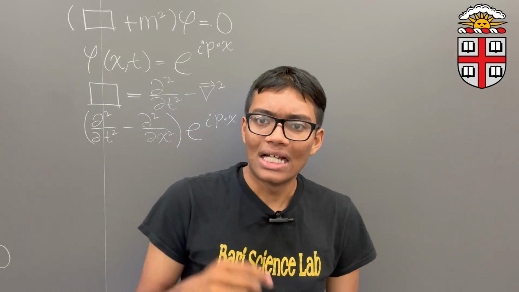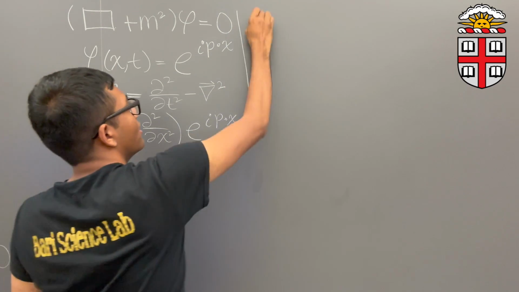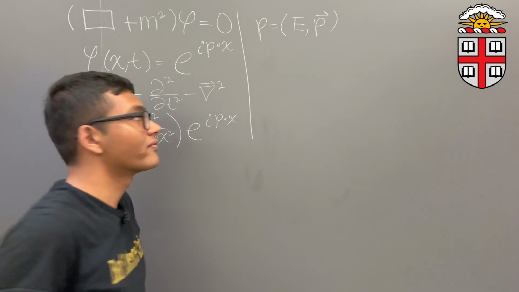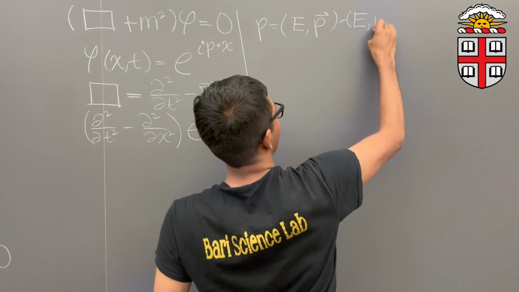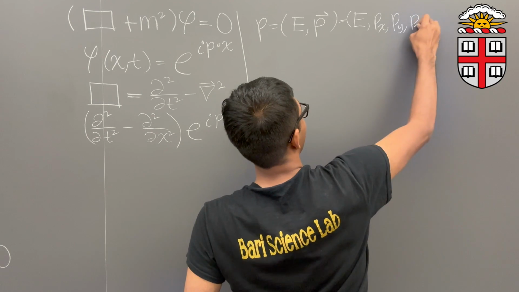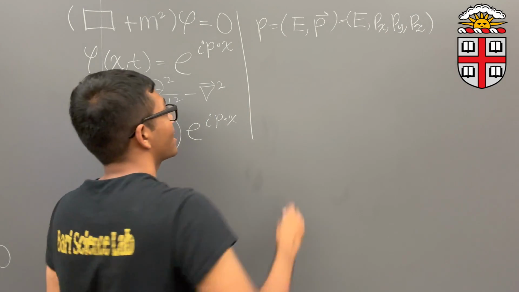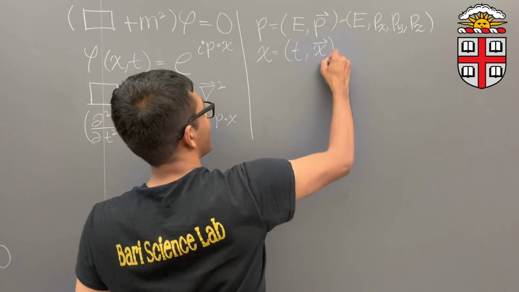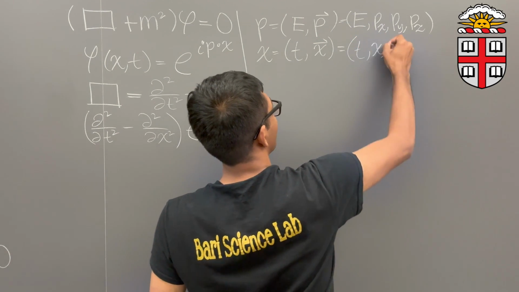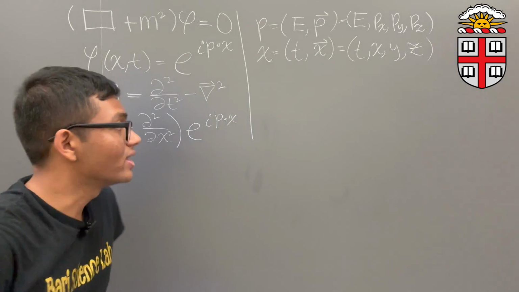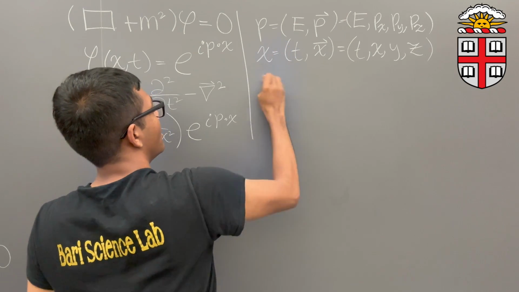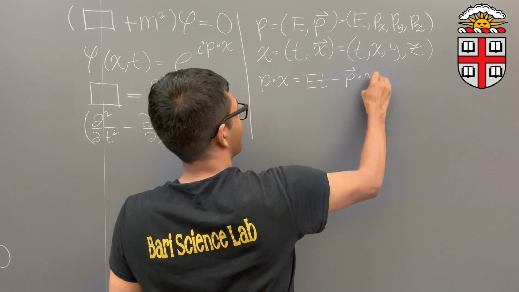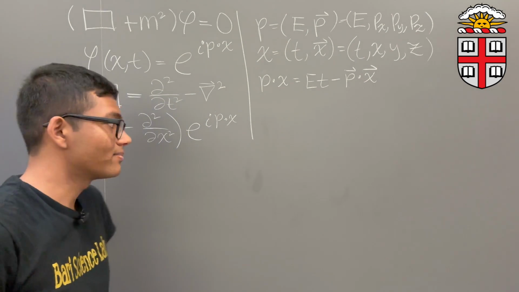Now, first of all, what is p dot x? Well, let's calculate that here. P is a 4-vector consisting of the energy E, which is a scalar, and the 3 components of the momentum vector. Likewise, what is my other variable? X is a vector consisting of time and the actual spatial coordinates x, y, and z, as usual in special relativity. So when I take the dot product of p with x, I'm going to get Et minus the dot product of these two vectors for momentum and position.